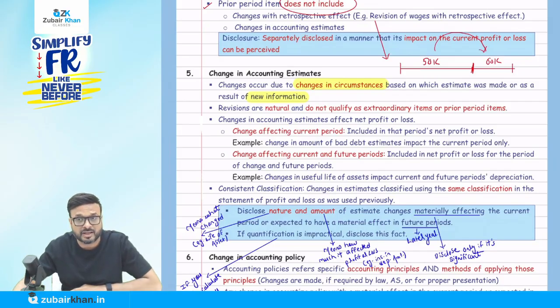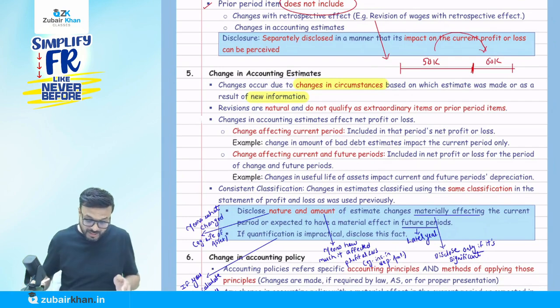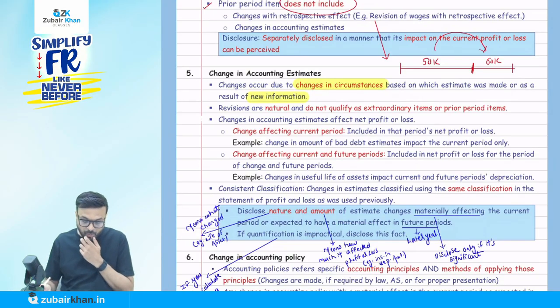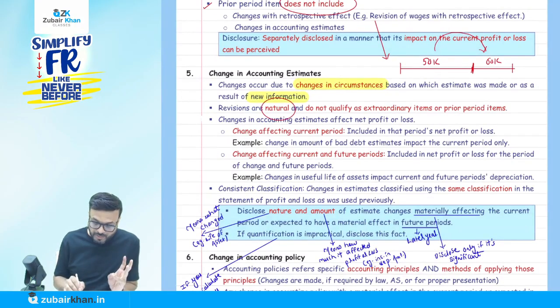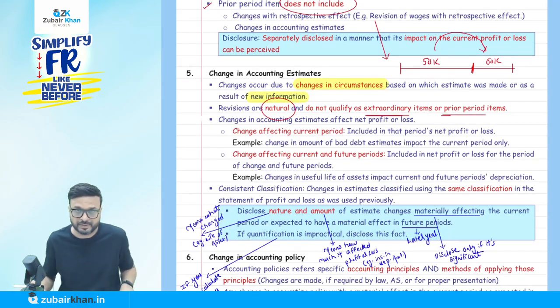So is a change in accounting estimate something extraordinary? No, it is very normal in business. Revisions are natural and do not qualify as an extraordinary item or prior period item. Remember that a change in accounting estimate is natural. As I told you, it is not an extraordinary item. It is not a prior period item, which is very normal in business.